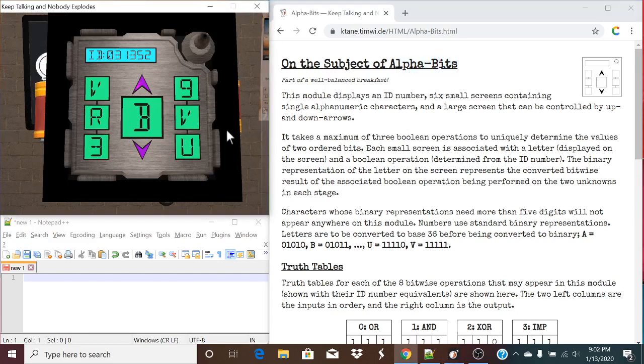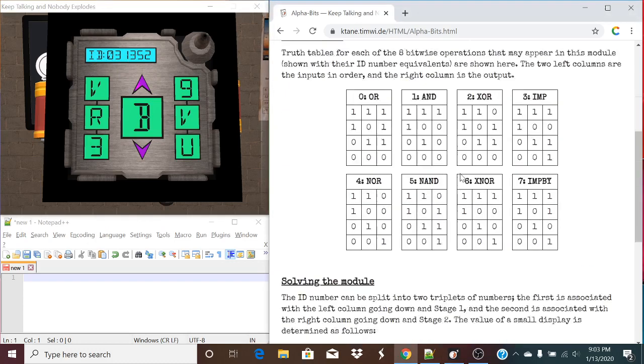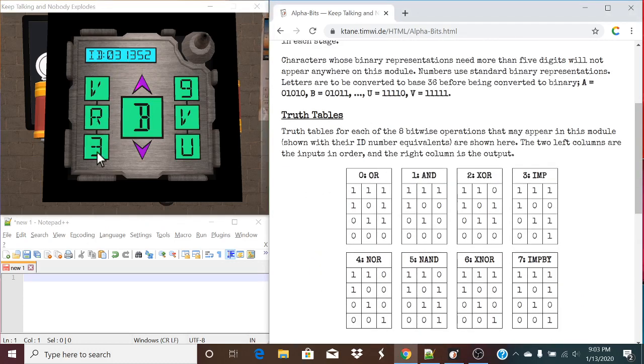Alphabets. What we need to do is, essentially, take these three characters, and this is broken up into two stages. We're going to take this side of three characters first, and based off of the different logical operators down here, we need to figure out what were the two original characters that would give these outputs.